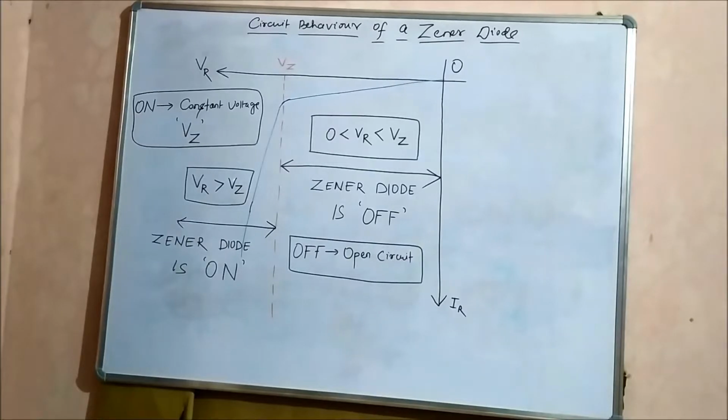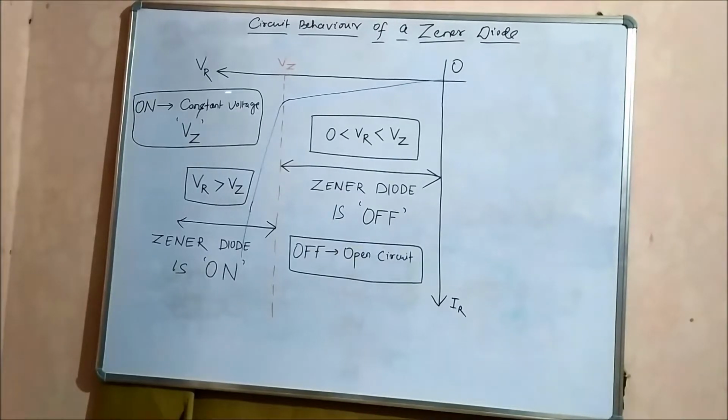Now, when the reverse voltage exceeds the Zener voltage, or the reverse voltage VR is greater than VZ, the Zener diode will be treated as on. And what does on mean? It means that you can replace the Zener diode with a constant voltage source VZ. Whatever the value of the breakdown voltage is, it will be treated as a constant voltage source. So the Zener diode will now behave as a constant voltage source once it achieves breakdown.